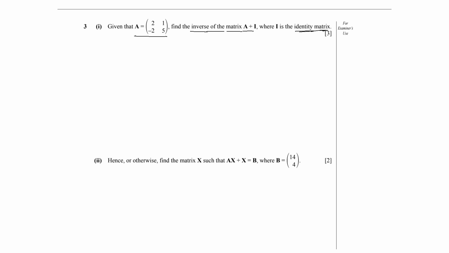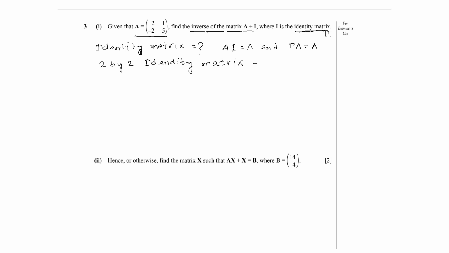Now, before solving this math, we need to know about identity matrix and inverse of a matrix. Let's deal with the identity matrix first. What is an identity matrix? If a matrix is multiplied by A, that is, if A times I, the resultant matrix will be A, or if I times A, the resultant matrix will also be A, then the matrix I is known as identity matrix. And a 2 by 2 order identity matrix is 1, 0, 0, 1.